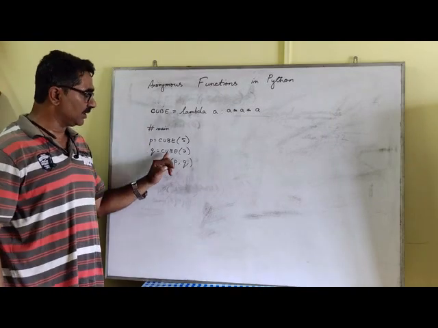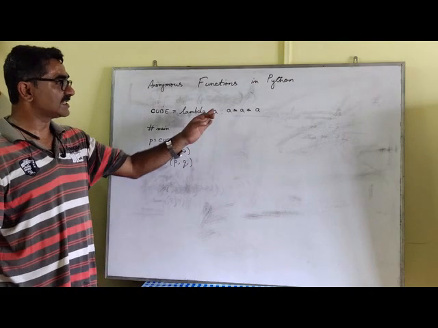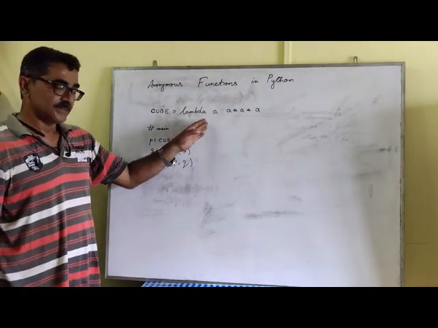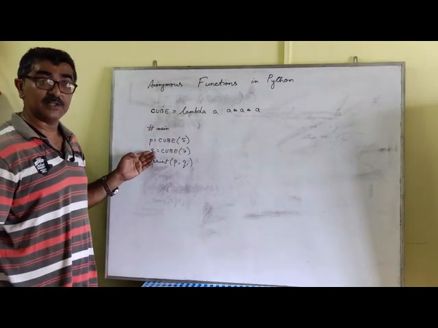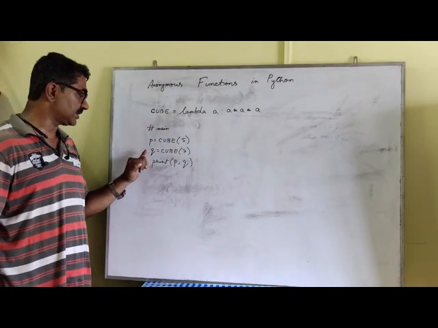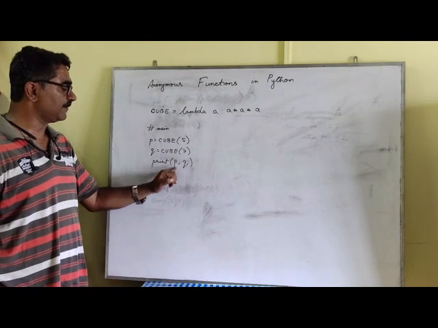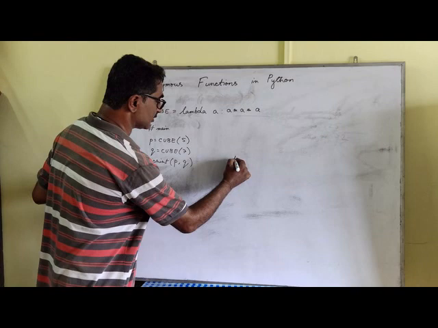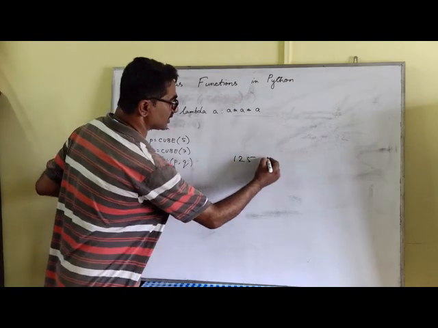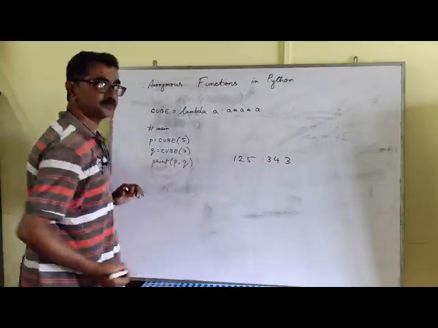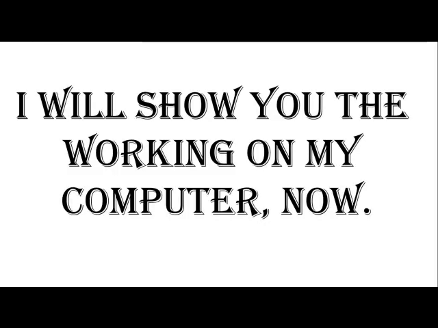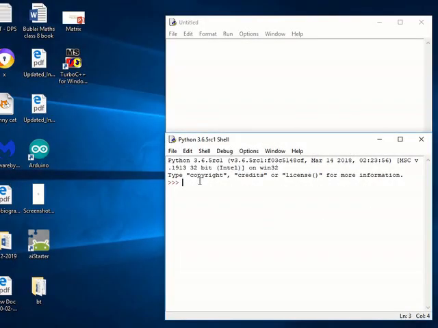Now look at the next definition, q equal to cube 7. So what will happen? 7 into 7 into 7 gets multiplied and stored inside variable q. This time the value 343 gets stored inside the variable q. So print p and q. It's going to display 125 for p, and 343 for q. Now I'm going to show you the working on my computer. Okay, welcome back.